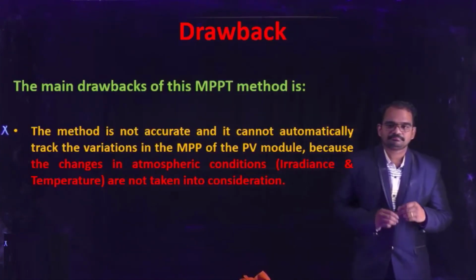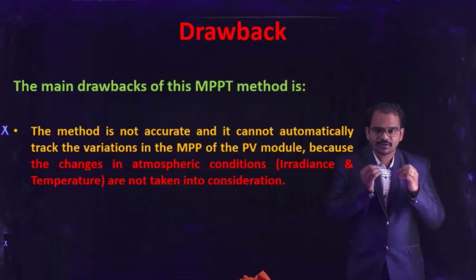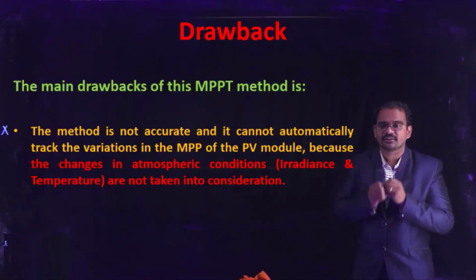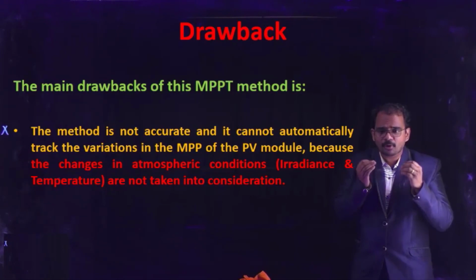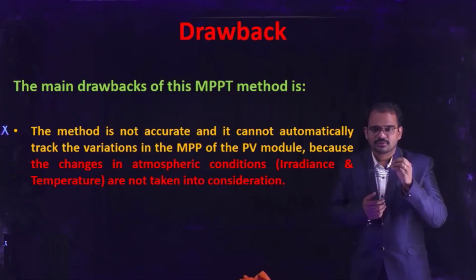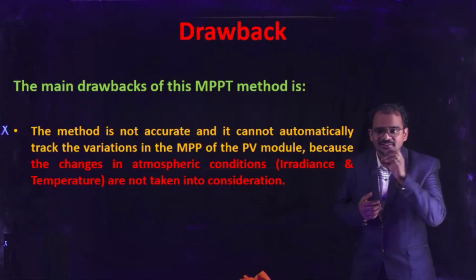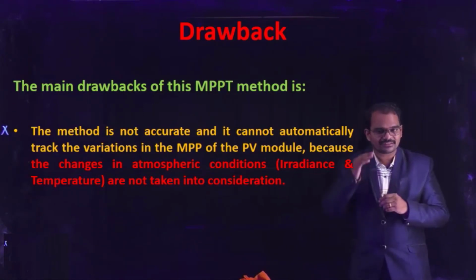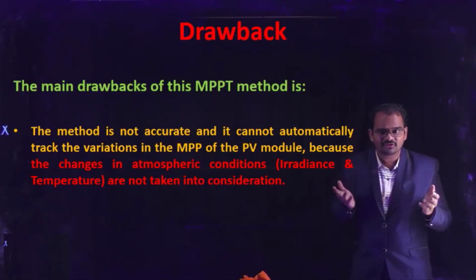So what are the drawbacks of this method? The main drawback of this fixed voltage MPPT method is that it is not accurate, and it cannot automatically track the variations in the MPP, the maximum power point of the PV module, because the changes in the environmental conditions, that is the irradiation and temperature, are not taken into consideration in this method. Whenever the radiation or the temperature changes, the I-V curve changes, and this variation is not considered.